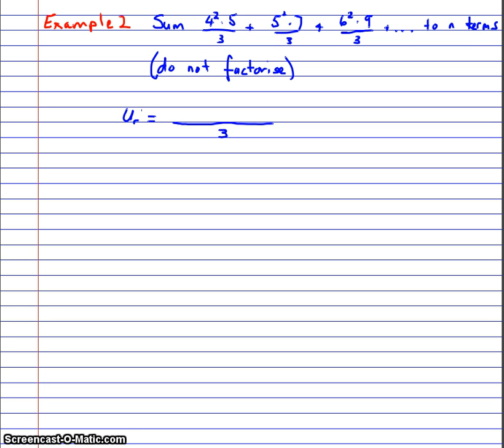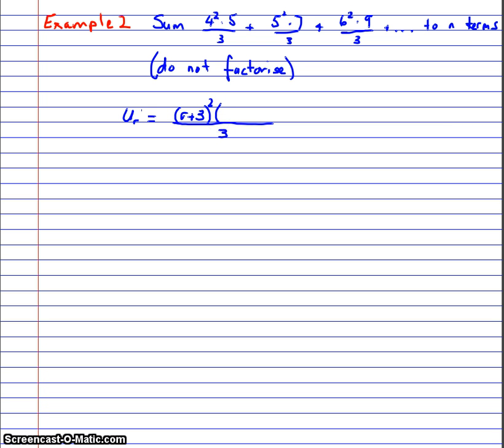Now our first factor, we can see that it increases by 1 each time, so it's going to be r with a coefficient of 1 in front of that, but it begins at 4. So when r equals 1, that first factor is 4. So 1 plus 3 will equal 4. So we have 1r plus 3, and it's squared.